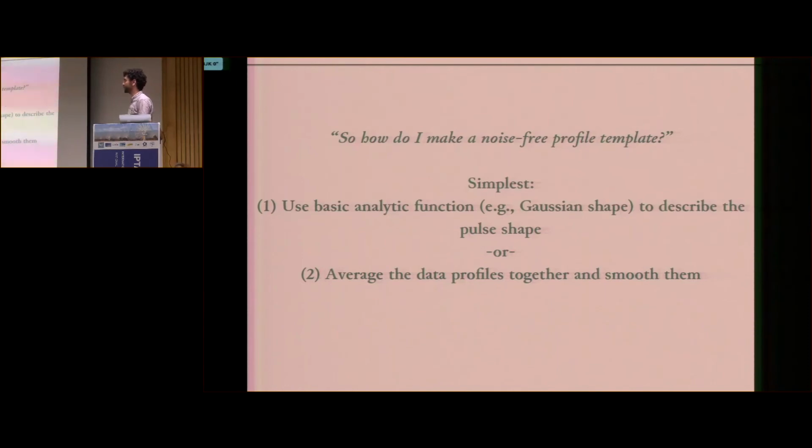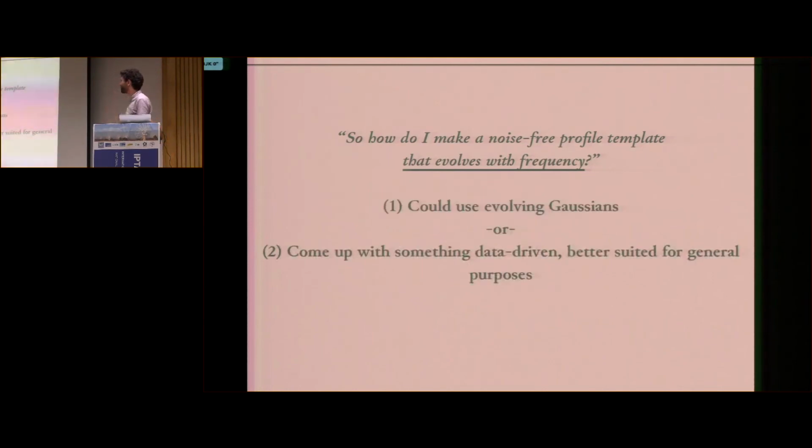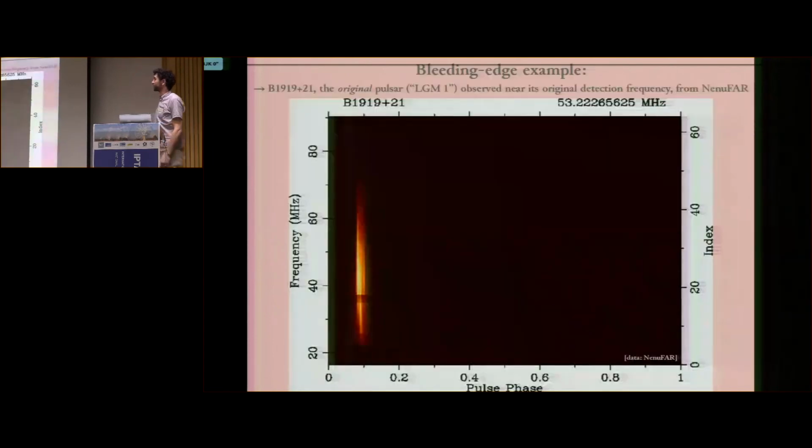So maybe you're going to average all your data together and smooth it, pass it through a low-pass filter, something like that. But how do you make a noise-free profile template that evolves with frequency? How do you do that intelligently? Well, you could use evolving Gaussians. I've tried that. Don't spend your life trying that. Or you can come up with something that's more data-driven and better suited for general purposes.